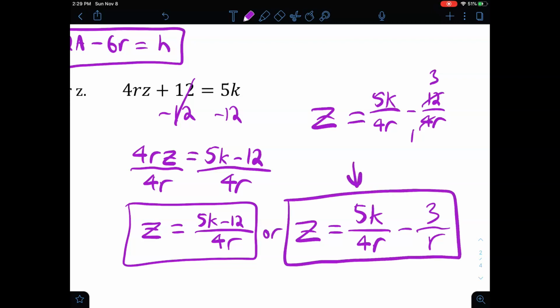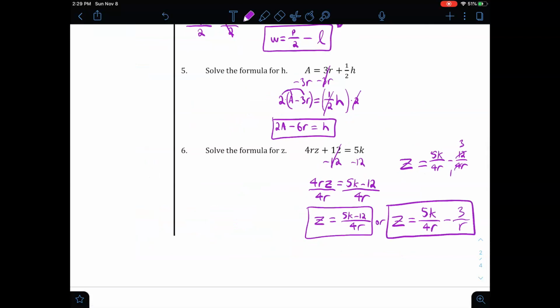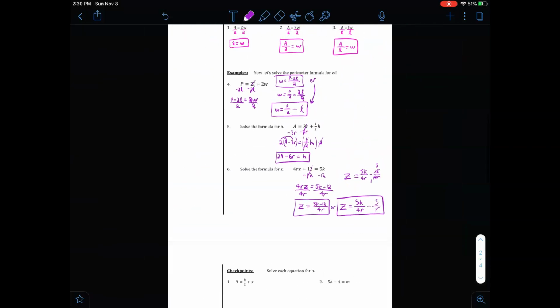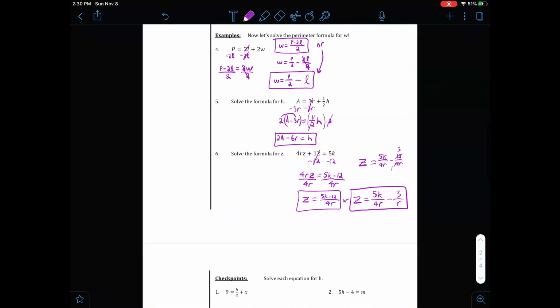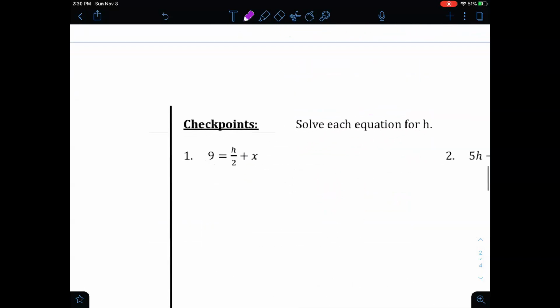And these are our two possible answers. But this one's probably the most exact one because we simplified it. But if you stop here, that's okay too. This is hard stuff. All right, let's try some checkpoints now. I want you guys to try 1 and 2 on your own. You can go ahead and pause the video. I'll zoom out so you can see everything. Try 1 and 2 on your own and see how you do, and we'll go over it in a second. All right, welcome back.